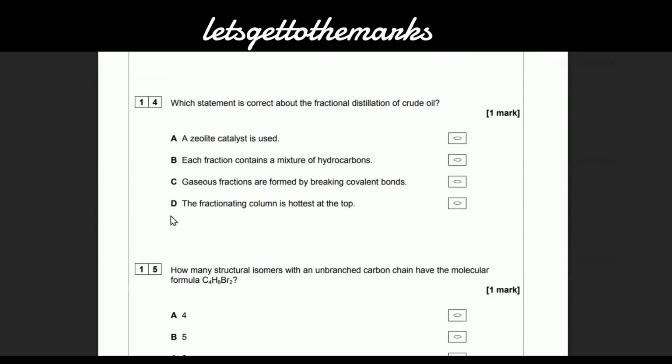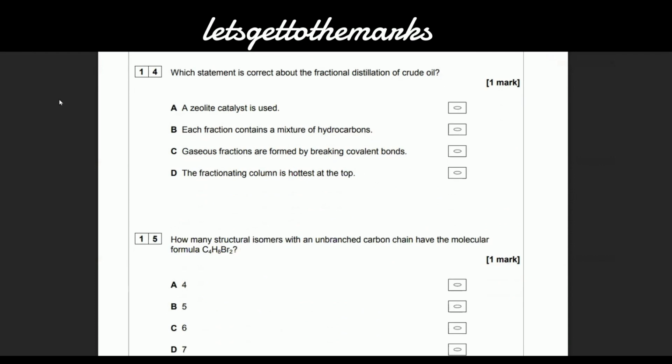Okay, 14. Which statement is correct about the fractional distillation of crude oil? So we want to know which statement is correct. Zeolite catalyst is used. Now, I'm sure zeolite is cracking. It's that process. I may be wrong, but that doesn't sound like fractional distillation. Each fraction contains a mixture of hydrocarbons. I like it. That is the correct one. So when we talk about fractions like bitumen or diesel or petrol, it's actually just not one specific length hydrocarbon chain. It's a mixture of hydrocarbons of a similar hydrocarbon chain length.